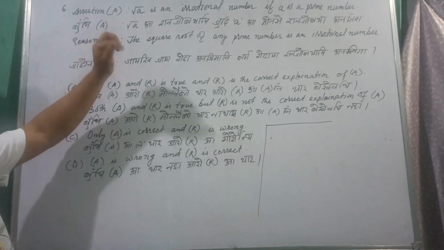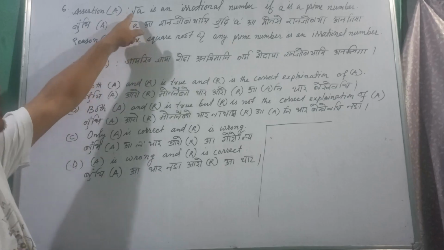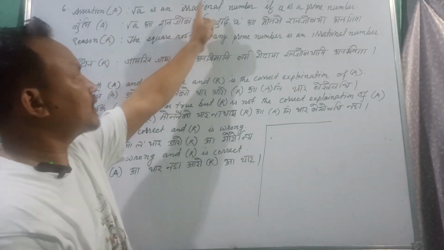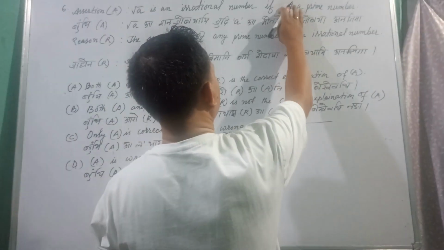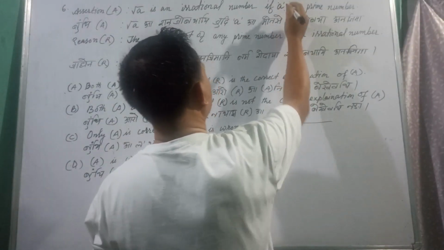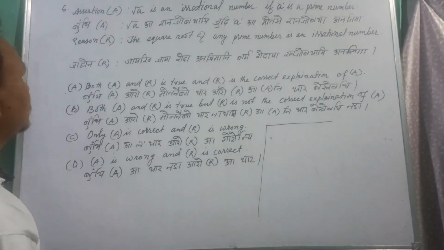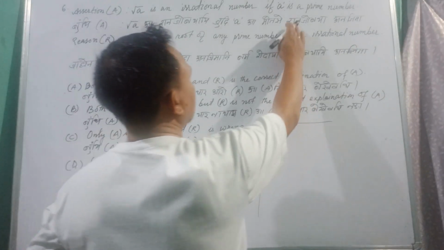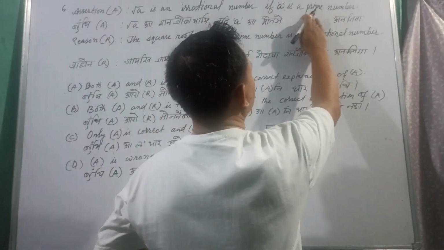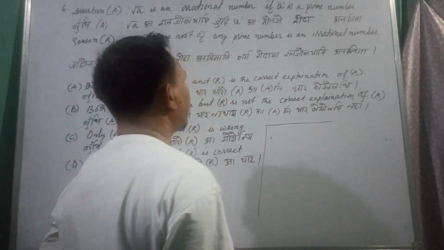So our assertion: root A is an irrational number if A is a prime number. If A is a prime number, then root A is irrational.